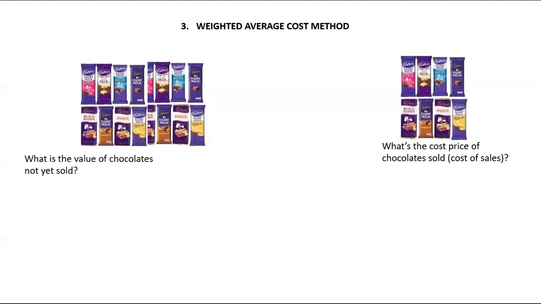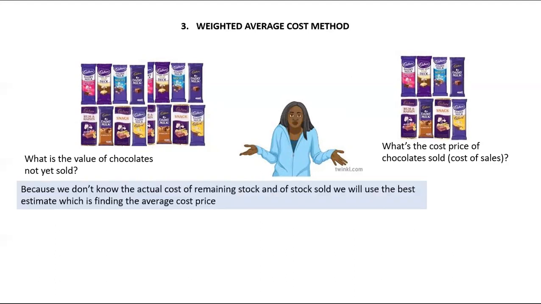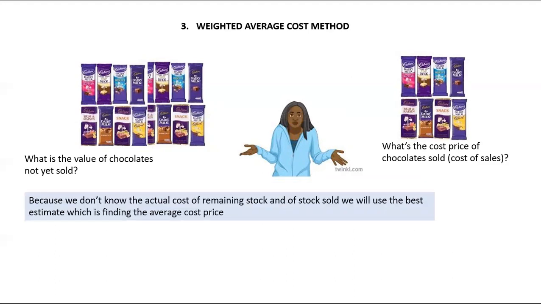So in this case, the question is, what are we going to do? How are we going to value these items? So the best way is to use this weighted average method. Because we don't know the actual cost of remaining stock and of stock sold, we will use the best estimate, which is finding the average price. Note that mathematically finding the average price is always the best estimate. It is the best estimate that predicts the actual amount, in this case, the actual price.